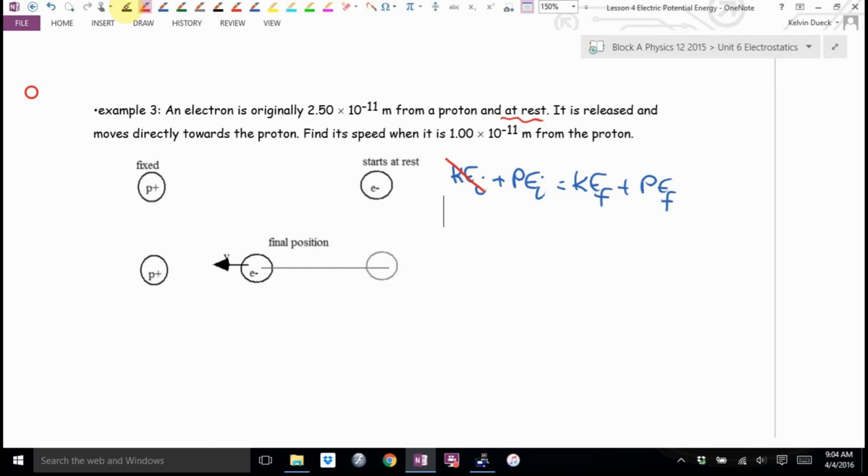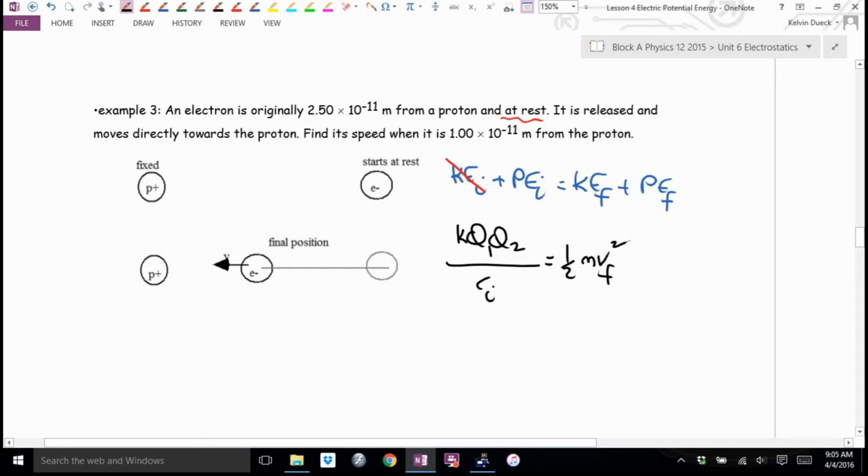Well, let's expand these equations. Potential energy is k Q1 Q2 over R initial. This equals a half m v final squared plus k Q1 Q2 over R final. What are we trying to find here? Jordan. That guy right there, the v.